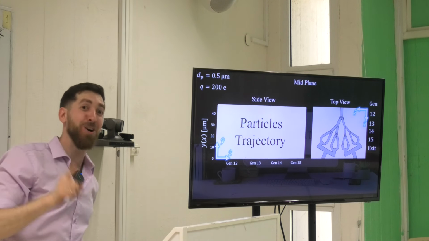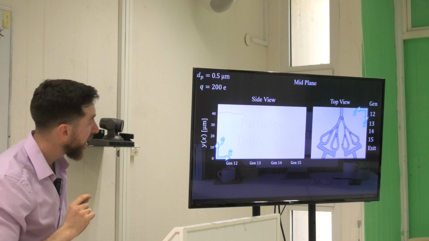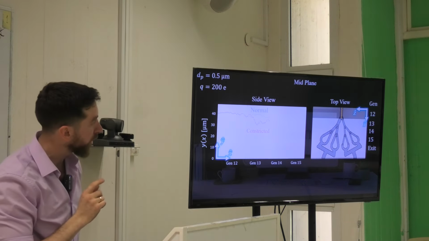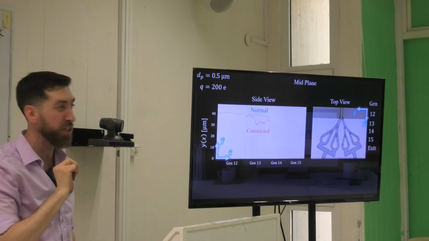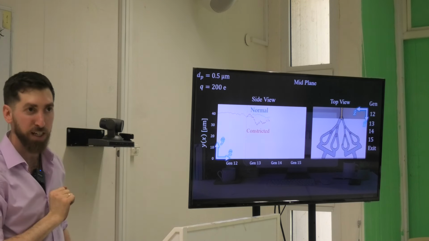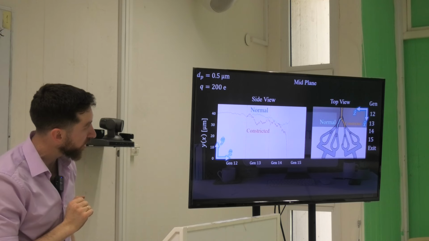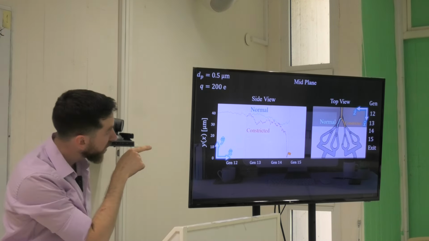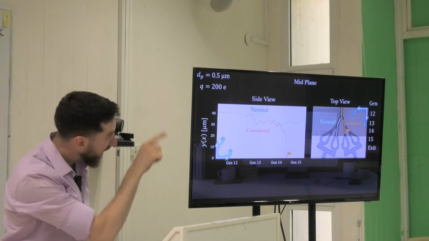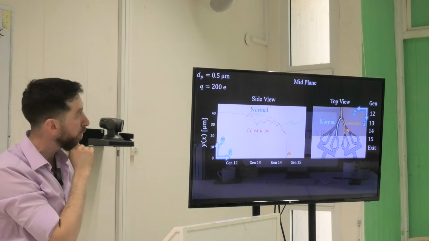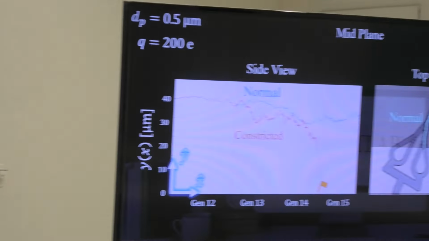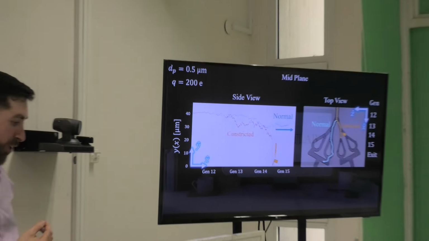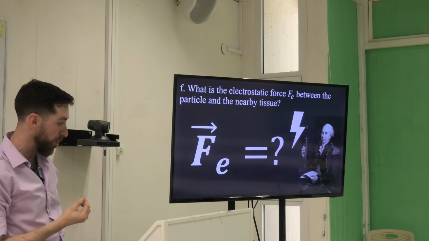But now we also have the electrostatic effect. And what we see, for example, is that if particles start here, when they get to the split, we run two different simulations, the normal side and the constricted side. And we see that because of electrostatics, the particle deposits in the sick place, versus the one in the normal side, which exits the model. You see, it almost did not deposit. This is a half micron particle with 200 electrons. That is very interesting, and that's what we actually want to do, to compare the electrostatic force.